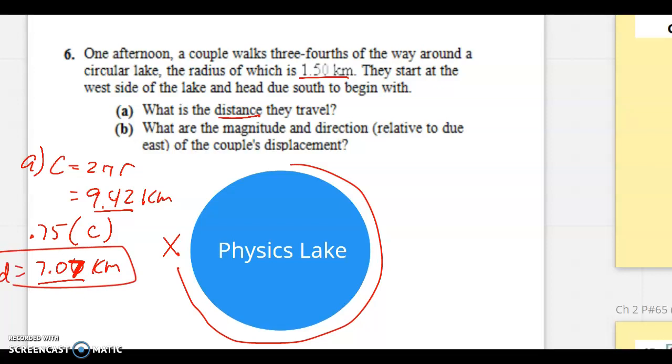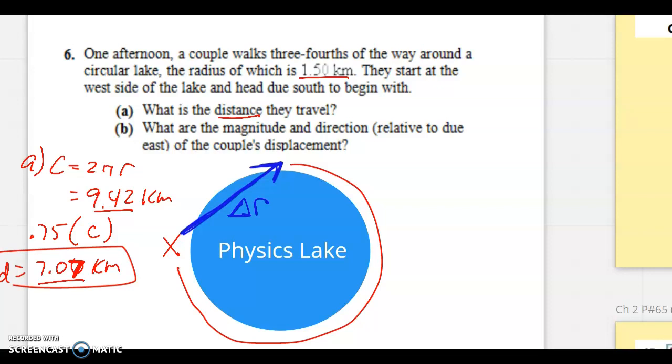Now in part B, they want to know the magnitude and direction relative to east of the couple's displacement. The displacement is going to look a certain way. And I'd like you to pause the video, draw the displacement, and then try to calculate that displacement. All right, so displacement looks like this. I drew from the starting point to the finishing point. I drew it as a vector, and that's 2-dimensional, so I'll call it delta r.